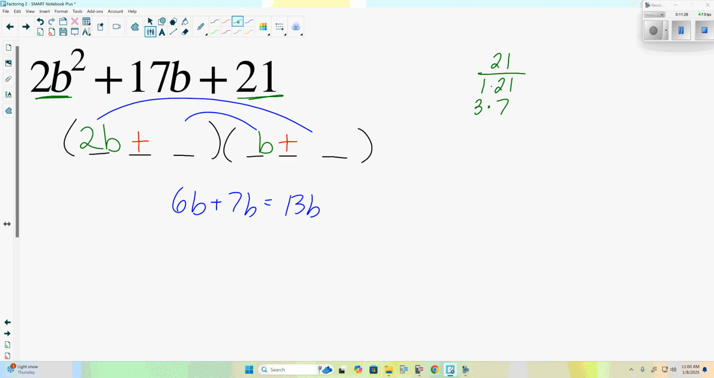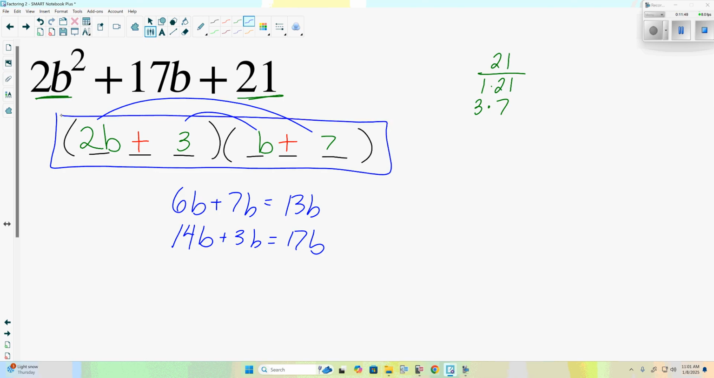So what we can do is switch the 3 and 7 and try again. 2b times 7, 2 times 7 is going to be 14b. 3 times b is going to be plus 3b. And 14b plus 3b is 17b. Giving us 2b plus 3 times b plus 7. Questions on this here?